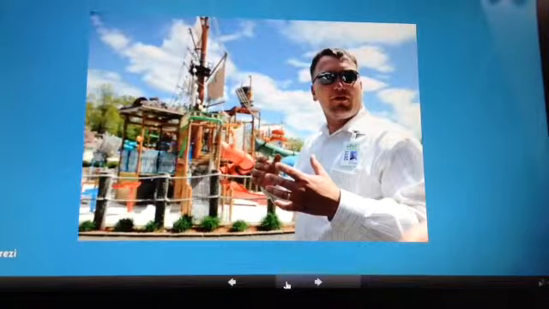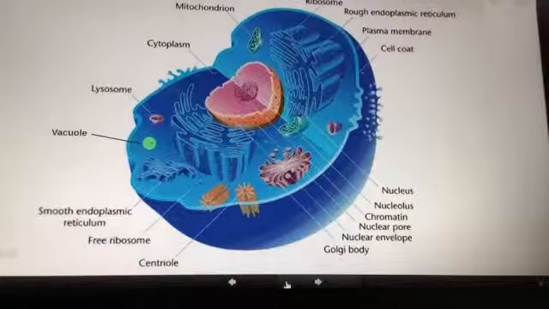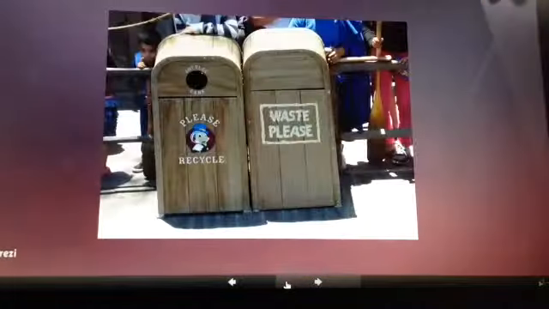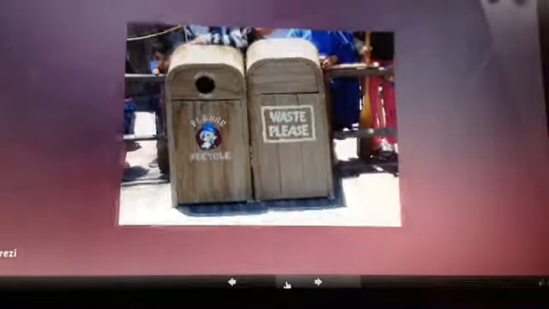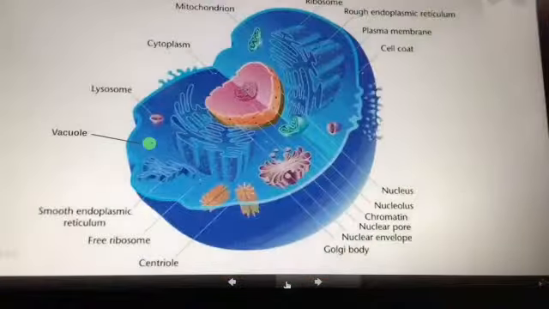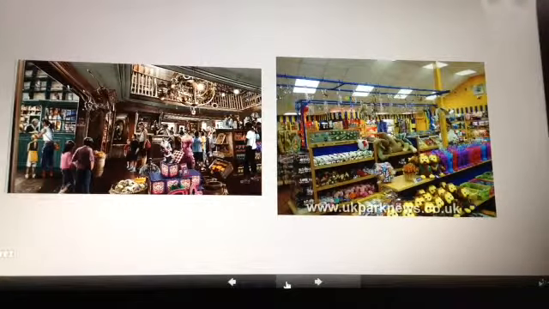The park manager keeps everything running, so it is easily compared to the ribosomes. The trash cans and lysosomes go together because they both rid of waste. At the park, the gift shop wraps and packages gifts out of the park, similar to what a Golgi apparatus does in a cell. It packages proteins for transport out of the cell.